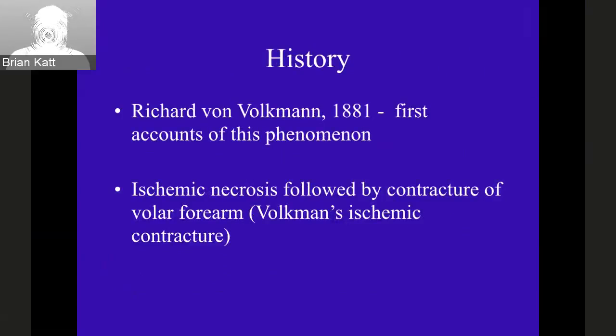So the history of this: when we hear of Volkmann's contracture, that's an eponym that comes up on exams. This was first described by Volkmann back in 1881. It is described as ischemic necrosis followed by contracture, and Volkmann described this at the level of the forearm.